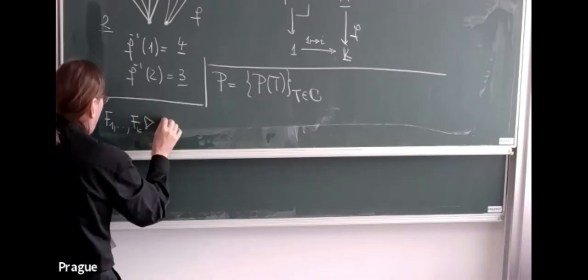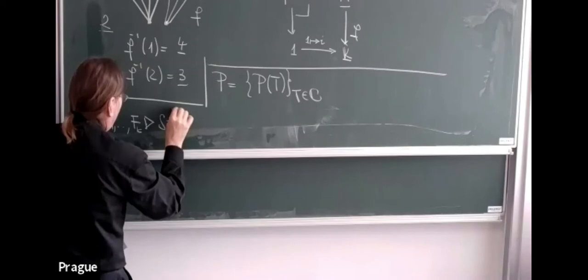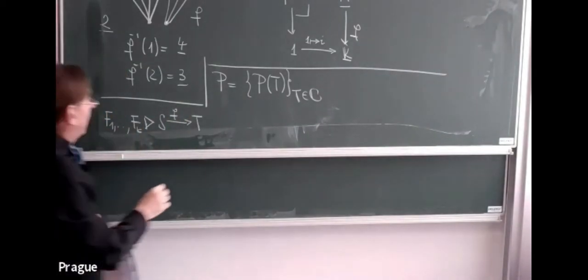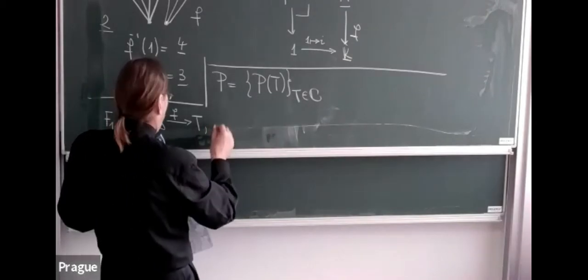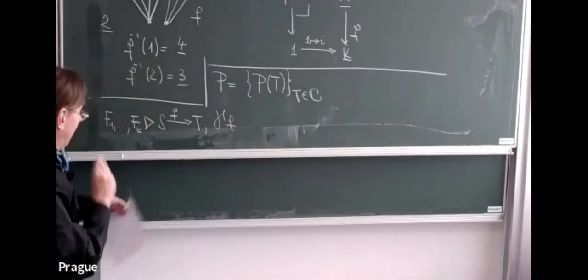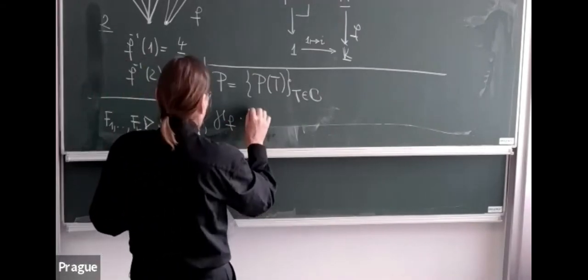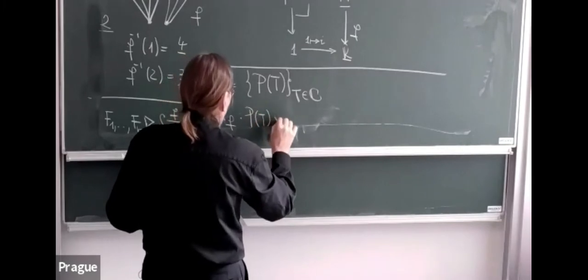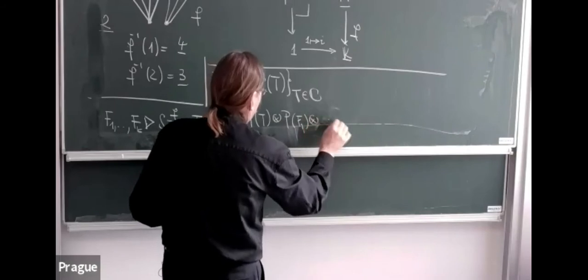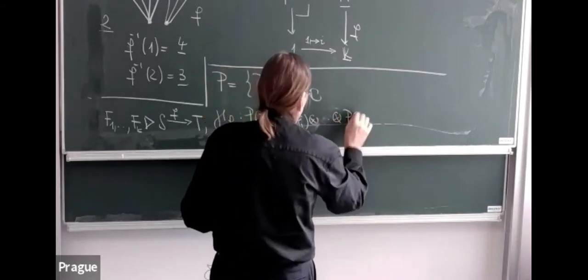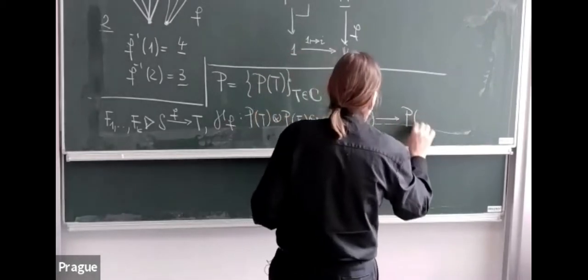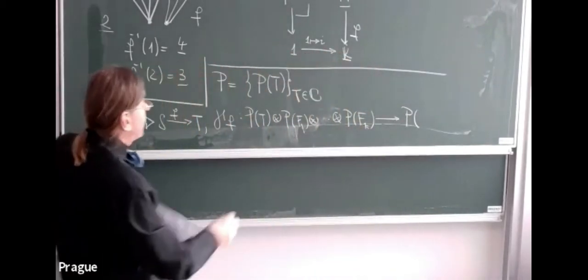So I have a map in O from S to T with fibers F1 up to Fk, and to each such a map, I have an operation gamma F that goes from PT times P F1 times P Fk into PS.